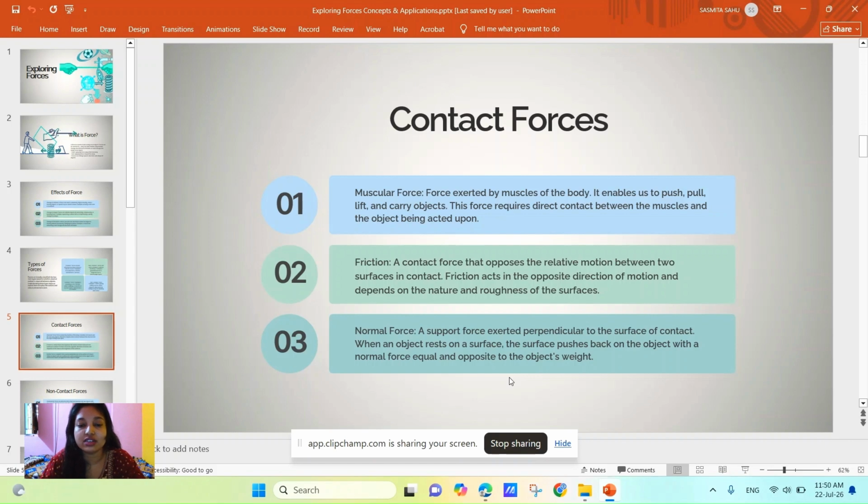Next thing is friction, a contact force that opposes the relative motion between two surfaces in contact. Friction acts in the opposite direction of motion and depends on the nature and roughness of the surface. Then the next thing, that is normal force, a support force exerted perpendicular to the surface of contact. When an object rests on a surface, the surface pushes back on the object with a normal force equal and opposite to the object's weight. That means if a book is resting on a table, it exerts a normal force on the surface of the table.